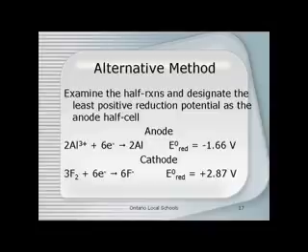We examine the half reactions, and we still designate the least positive reduction potential as the anode half cell. So we're showing both the aluminum and the fluorine reactions as reduction reactions. If you'll notice, the aluminum is 2Al3+ plus 6 electrons forms 2Al. But we call this the anode, and we keep their standard reduction potentials the same.